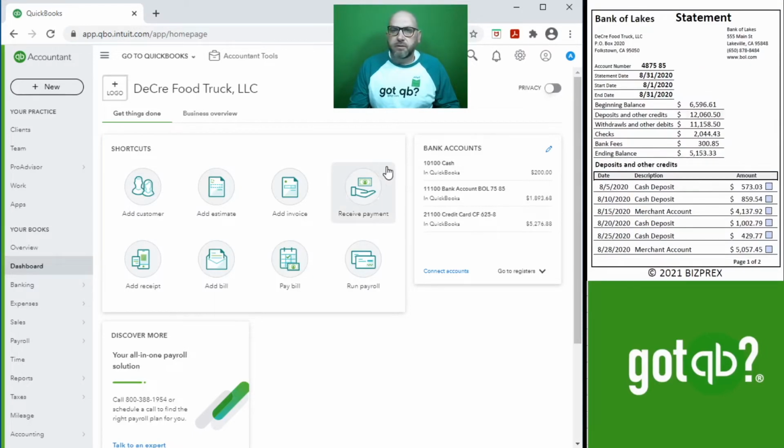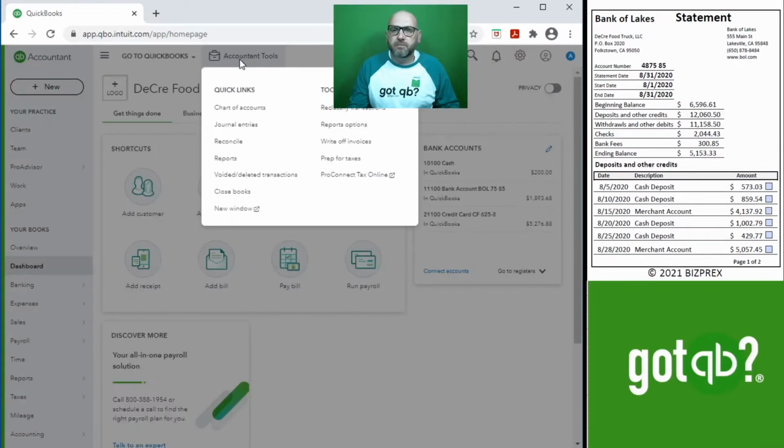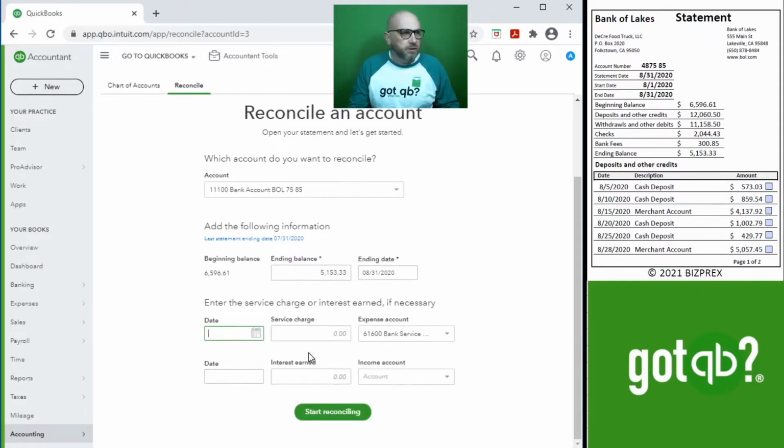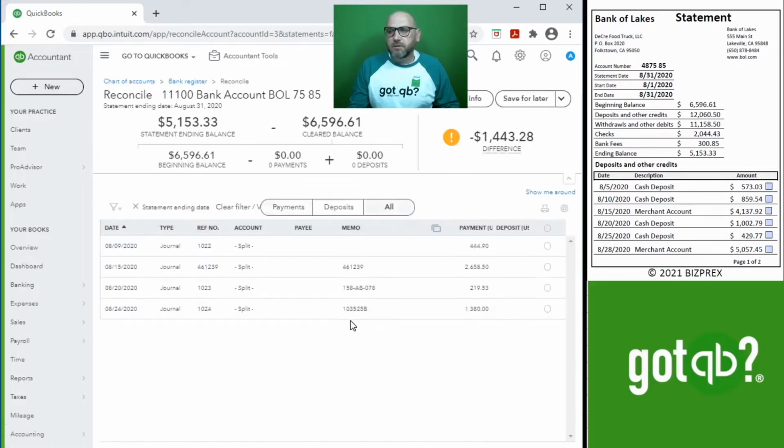Okay, here it is. Let's go ahead and get going. All right, ending balance. Okay, ending date. We're not going to enter any of the transactions here, right? We're going to use general journal entry to do that. All right, let's go ahead and start reconciliation and see what do we have here?